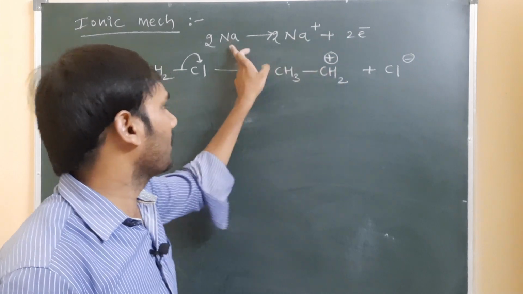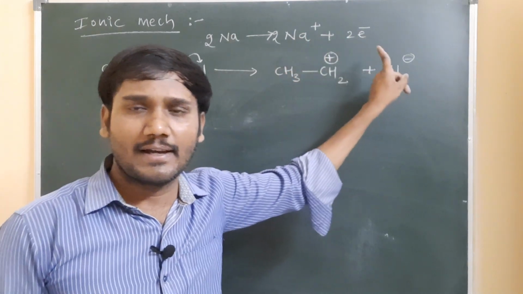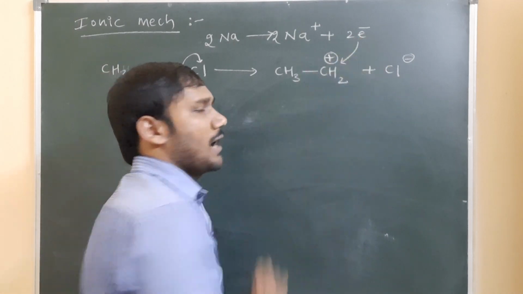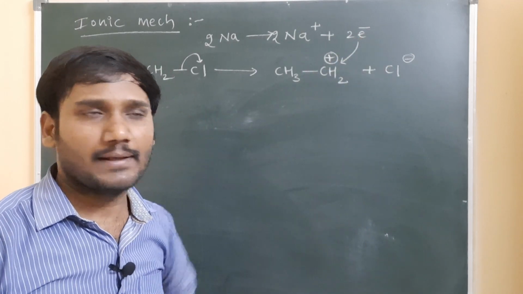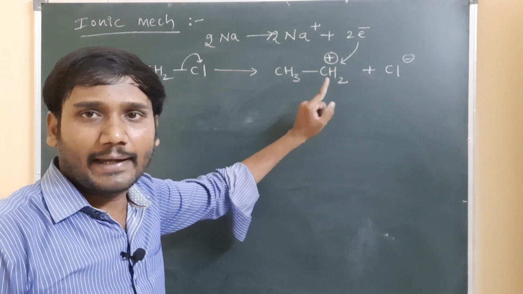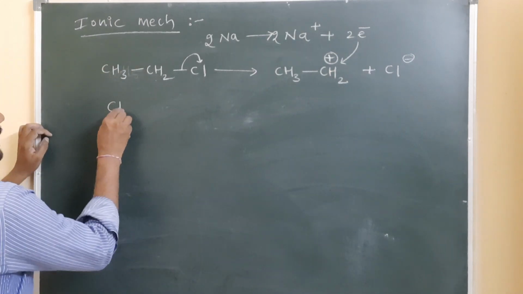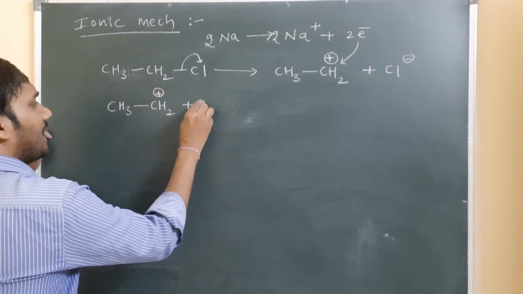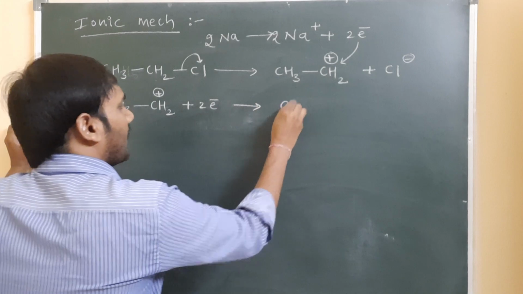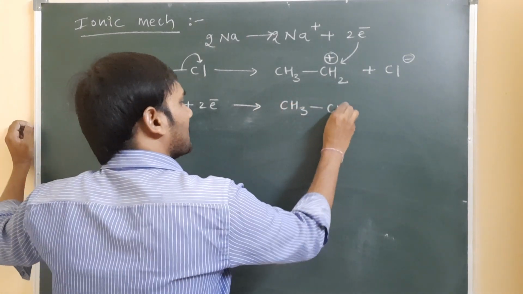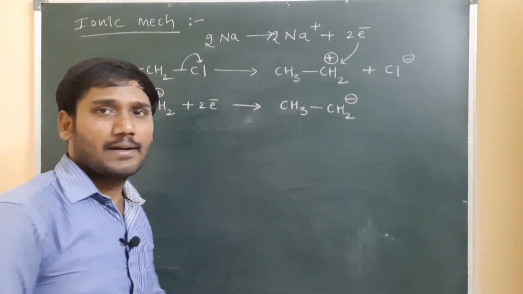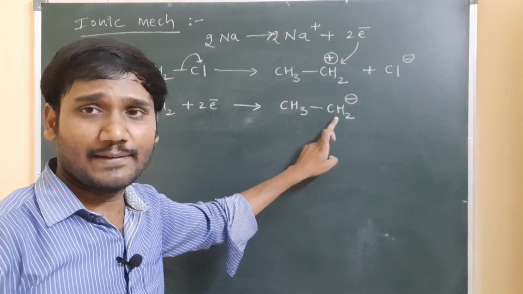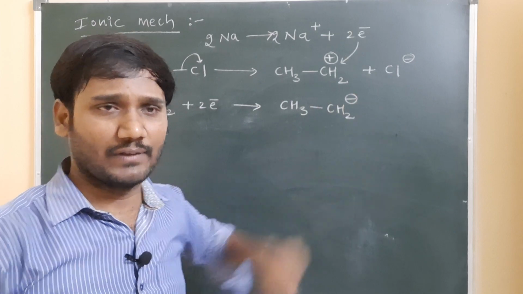Now here, 2 atoms of sodium are converted to 2 sodium ions by releasing the 2 electrons. These 2 electrons are taken by the ethyl carbocation. Now that ethyl carbocation, CH3CH2 plus, takes the 2 electrons and is converted to CH3CH2 minus. Now this CH3CH2 minus we can use for the preparation of the alkane.